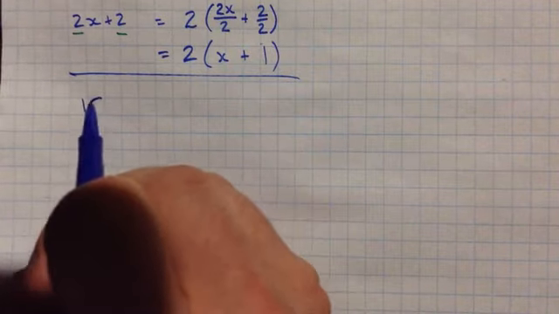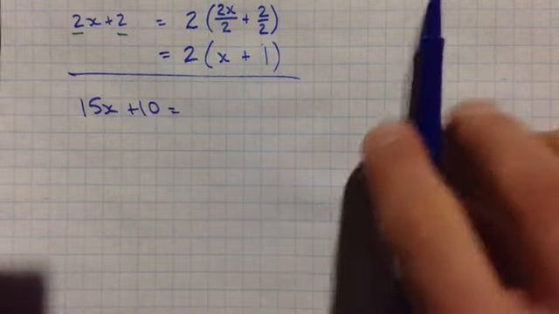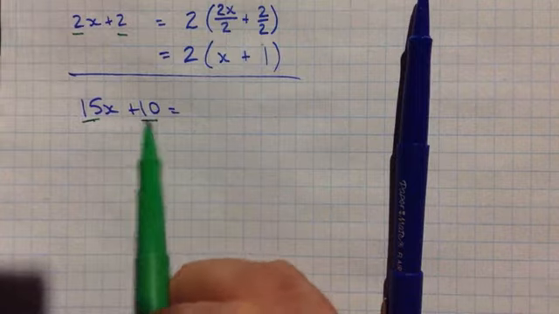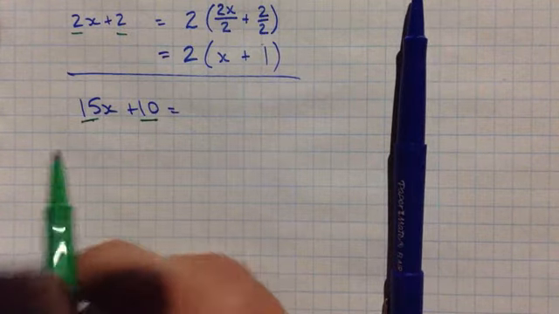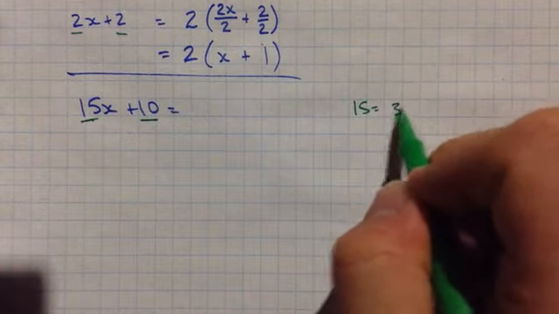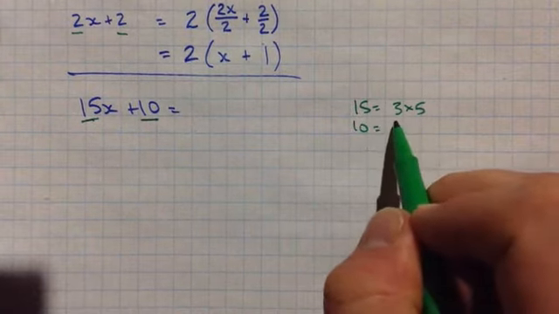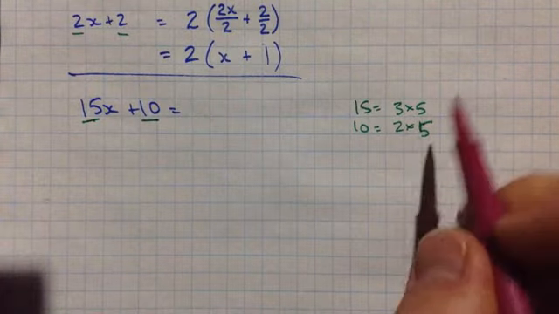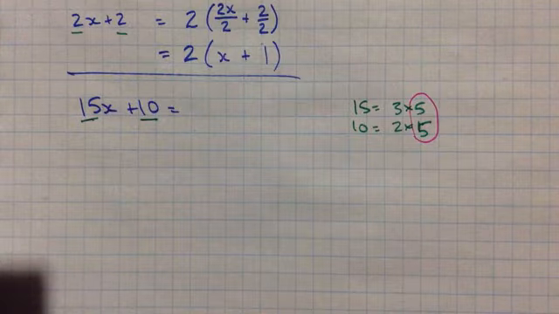How about we try 15x plus 10. So again, we look to see here and here, is there something in common between these two numbers, 15 and 10? Well, 15, let me just maybe write off to the side here. 15 I know is 3 times 5, and 10 is 2 times 5. And so I see that I have this common factor of 5. Both numbers are made up of a 5 and some other stuff.